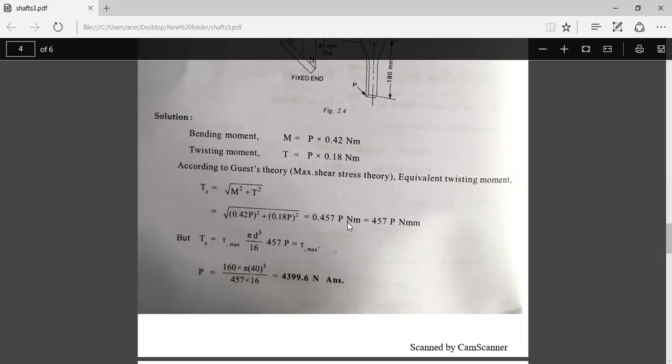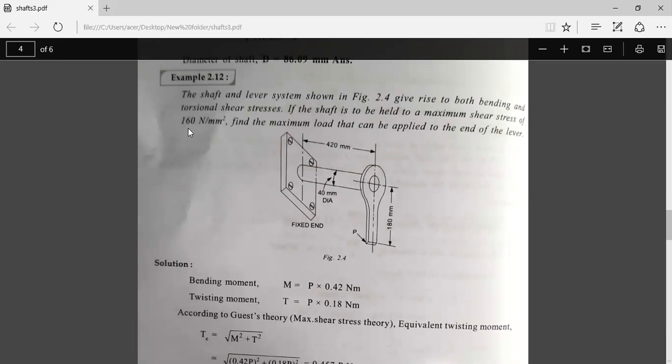So now we converted this meter into mm, so we can multiply with 10 cube. So 457 P Newton mm, we are getting 457 P Newton mm. So substitute this T value in Te is equal to tau max pi d cube by 16. So Te means 457 into P. Tau max value already in the problem is mentioned 160 Newton per mm square, and pi d cube by 16. D is equal to 40 mm diameter. So after simplification we are getting P is equal to 4399.6 newtons.